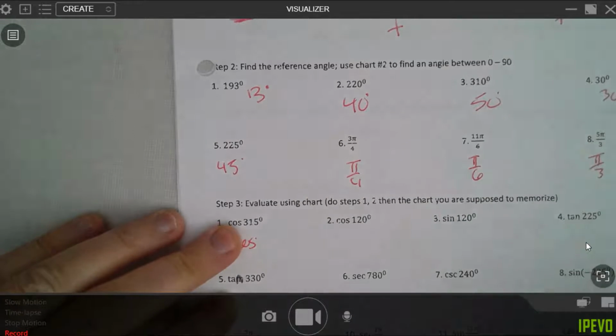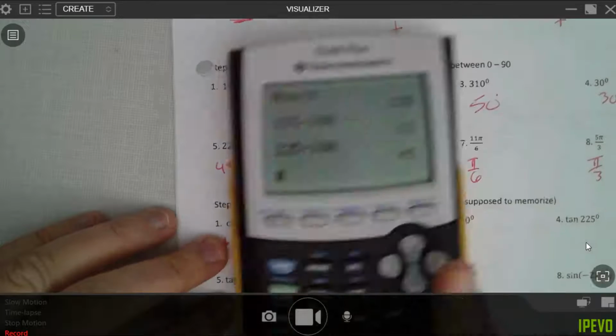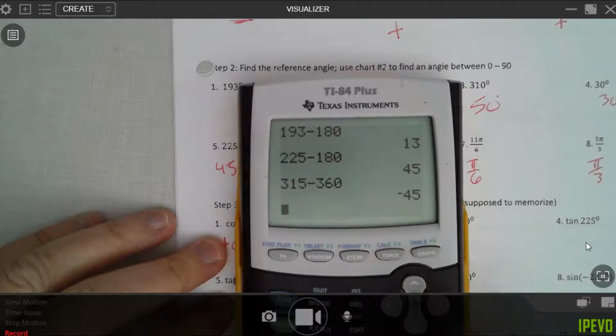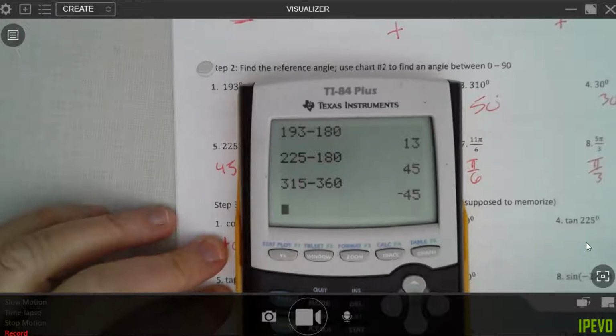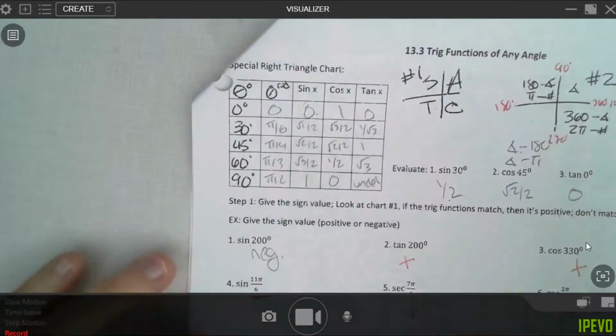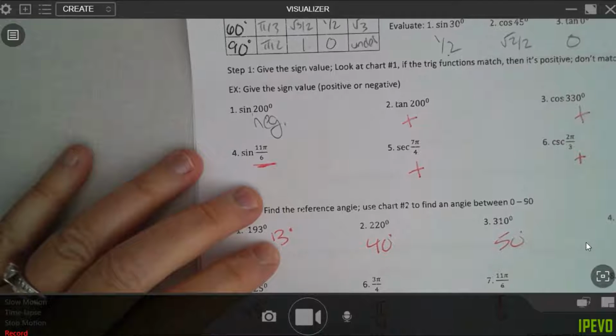So, little trick, if this ends in a 5, your reference angle has to be a 45. But we'll follow the chart and show you 315 minus 360 because that's the rule up there. I put that in the wrong order, sorry. So it's 45 degrees. And what I'm going to do is cosine of 45 degrees, and that's your answer right there, radical 2 over 2. So my answer is radical 2 over 2.